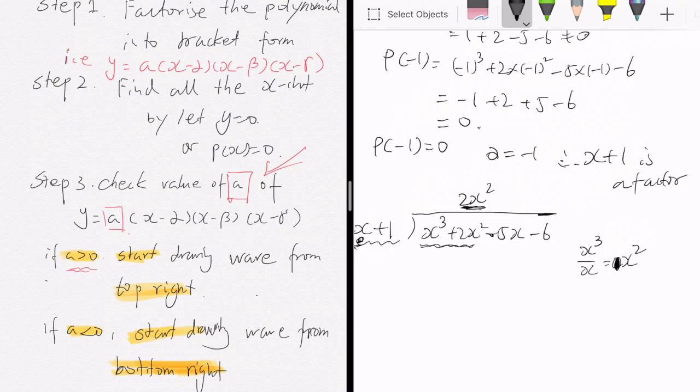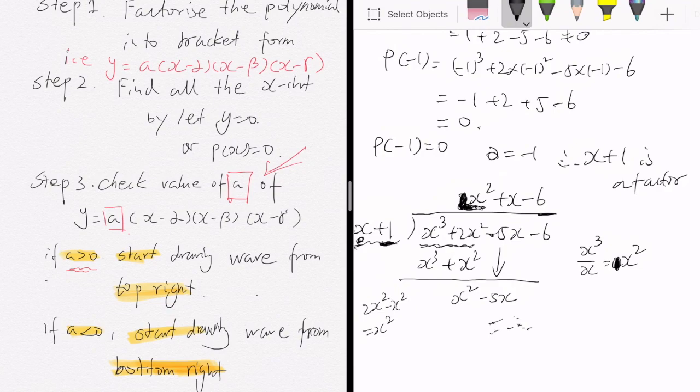So I'm going to put that x squared over here. x squared times x is x cubed, and positive 1 times x squared gives me x squared. Then I do subtraction: x cubed minus x cubed, and 2x squared minus x squared equals x squared. Then bring down the minus 5x, and just continue this process. Eventually you have x squared plus x minus 6. I need you to finish it by yourself. So far you should be very familiar with the process for long division.